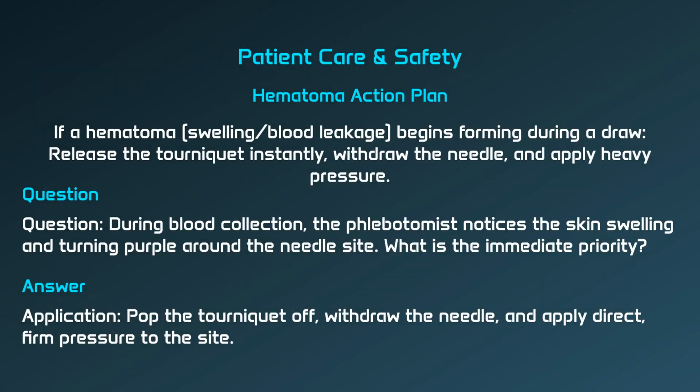Patient care and safety. Hematoma action plan. If a hematoma, swelling from blood leakage, begins forming during a draw, release the tourniquet instantly, withdraw the needle, and apply heavy pressure. Question. During blood collection, the phlebotomist notices the skin swelling and turning purple around the needle site. What is the immediate priority? Answer: application. Pop the tourniquet off, withdraw the needle, and apply direct, firm pressure to the site.